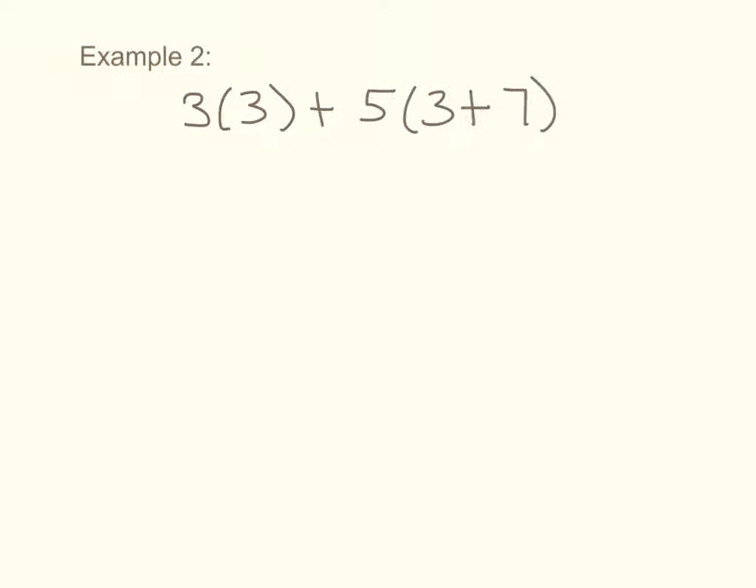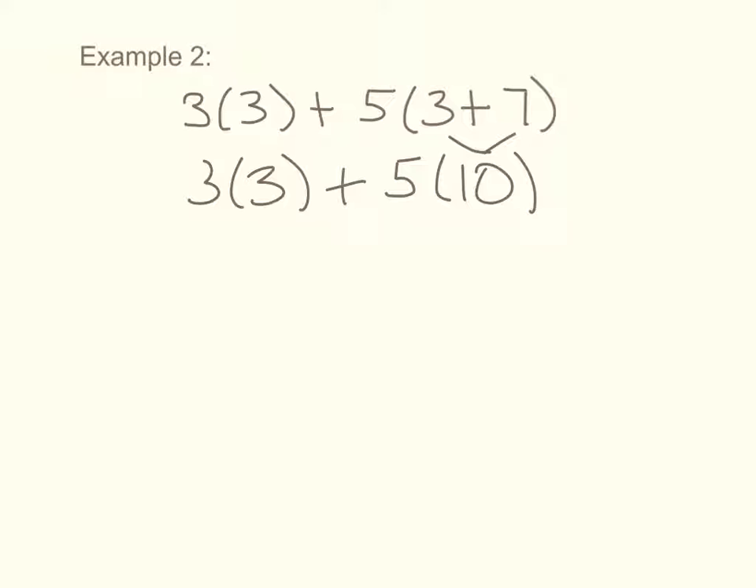In example 2, let's take a look at what we should do first. If we look at PEMDAS, parentheses comes first, so we do what's inside the parentheses first. So we'll ignore the 3 times 3 in the beginning here, and then we're just going to add 3 plus 7 to get 10.